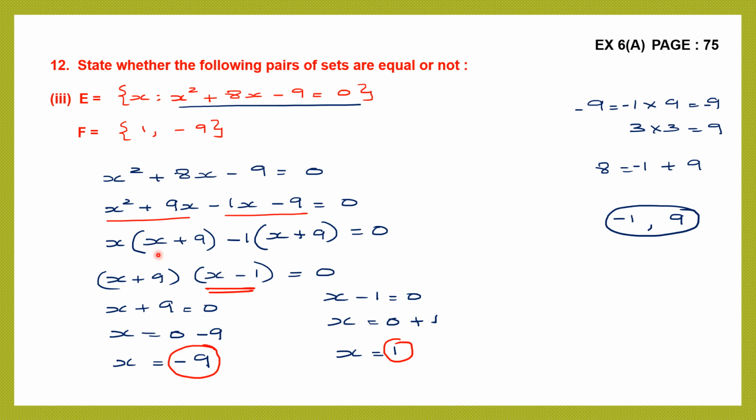So let's go back to the question here. So here we have E is equal to all this. We have just found out the values of E, 1 and minus 9. So we can write it here. The values of E are 1 and minus 9.